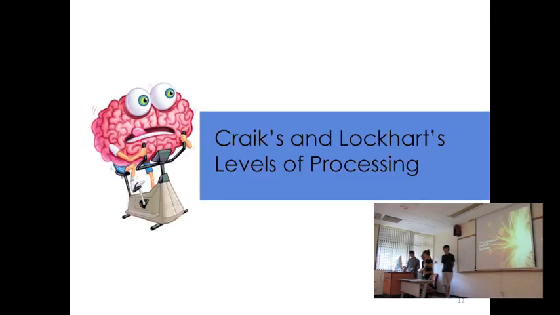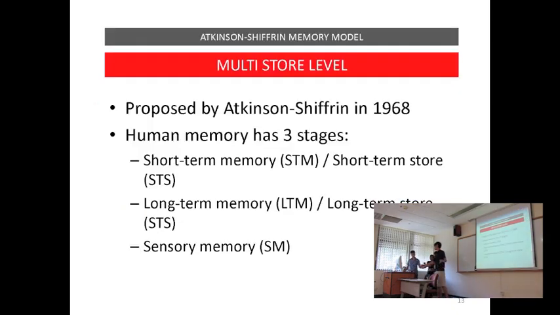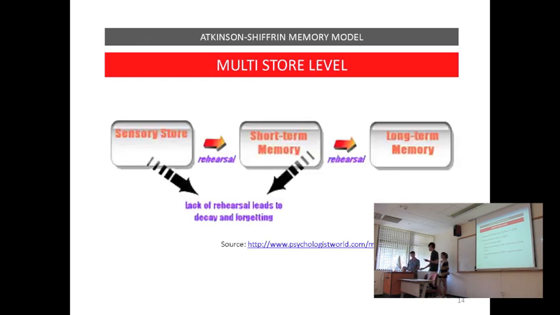Okay, so now I'll talk about levels of processing. But before I begin, I'll talk about a theory, a model called the multi-store model, introduced by Richard Atkinson and Richard Shiffrin. They proposed that human memory consists of basically three stages: the sensory memory stage, the short-term memory stage, and the long-term memory stage. So yeah, the next slide.